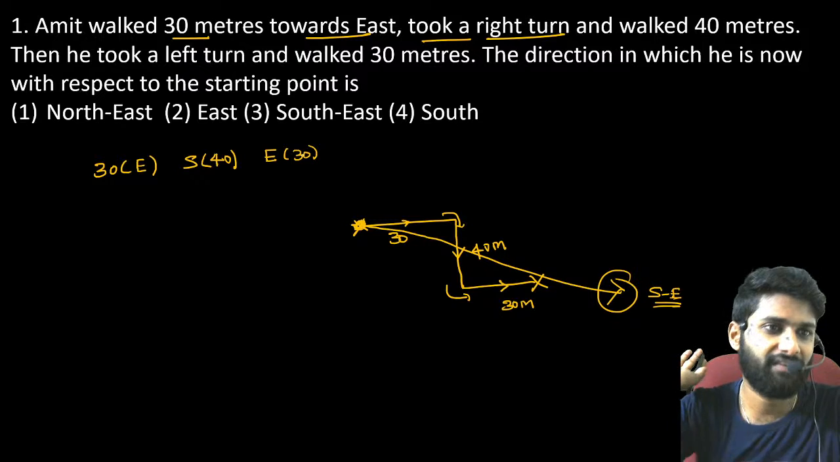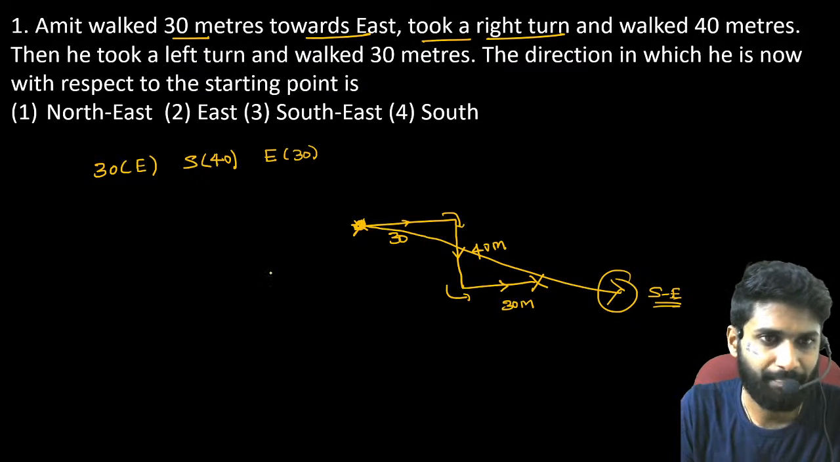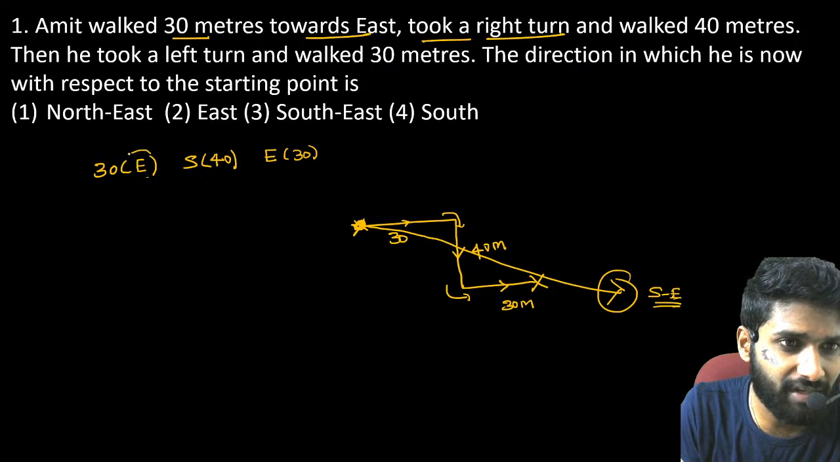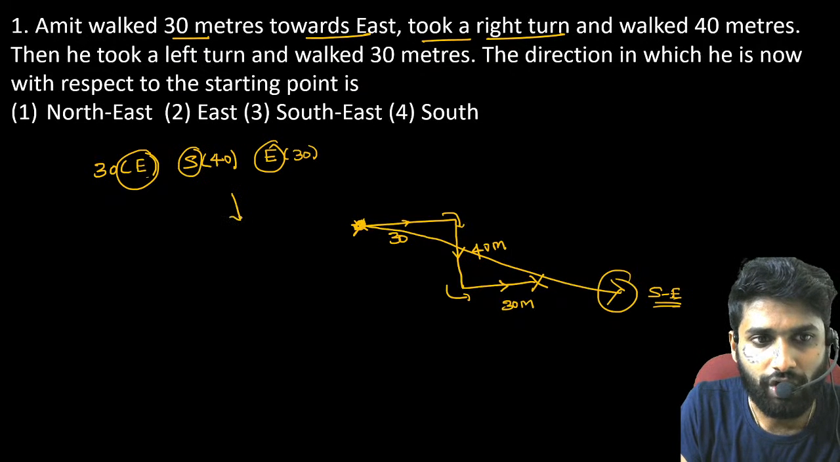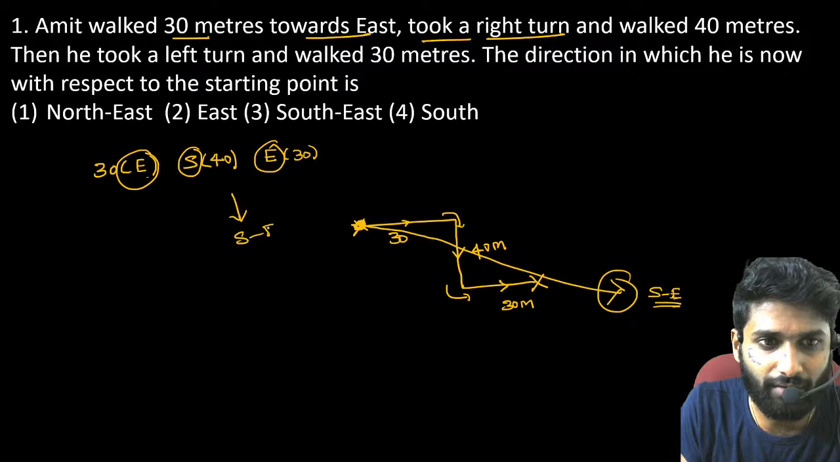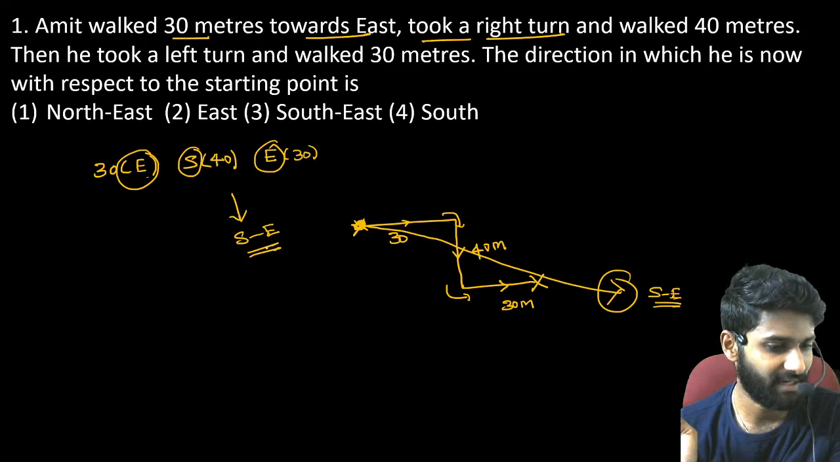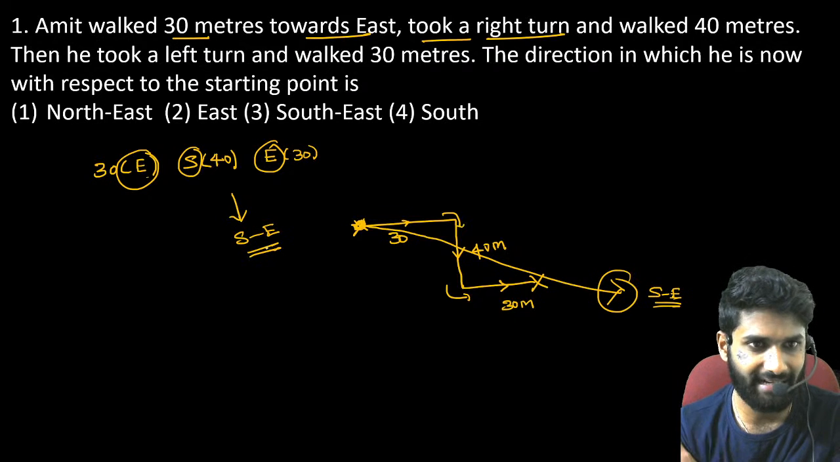Now which direction is he in with respect to the starting point? If you see the entire information, the parameters are east, south, east. Now your answer is exactly southeast without making any diagram. Take it as a statement: 30 meters east, then he took a right turn, then it is south.